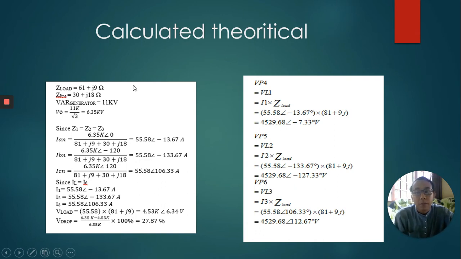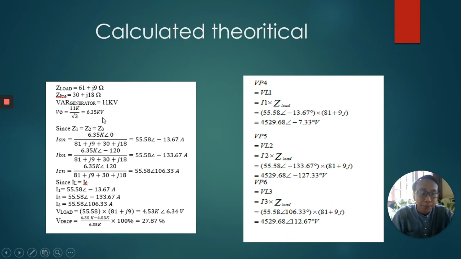The parameter values given to me are Z load equal to 61 plus j9 ohm, and Z line is 30 plus j18 ohm. The generator voltage is 11 kV. To get the unit that we put into PSIM, we need to divide by Z3.